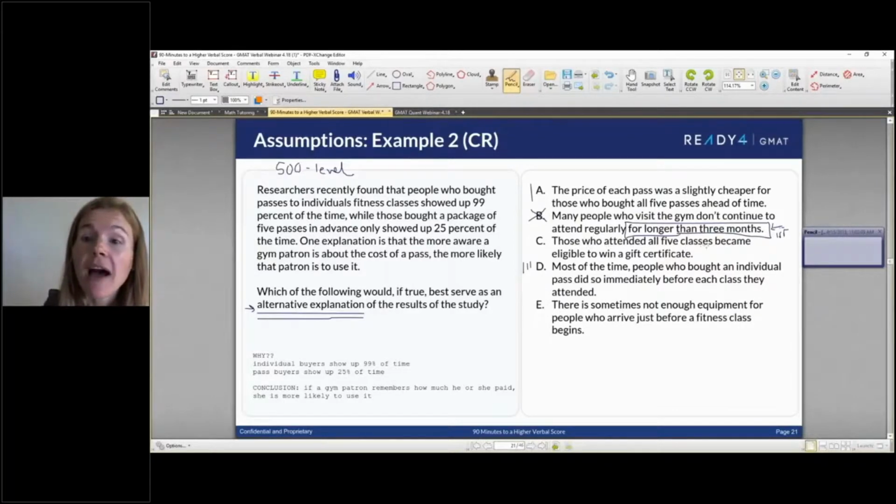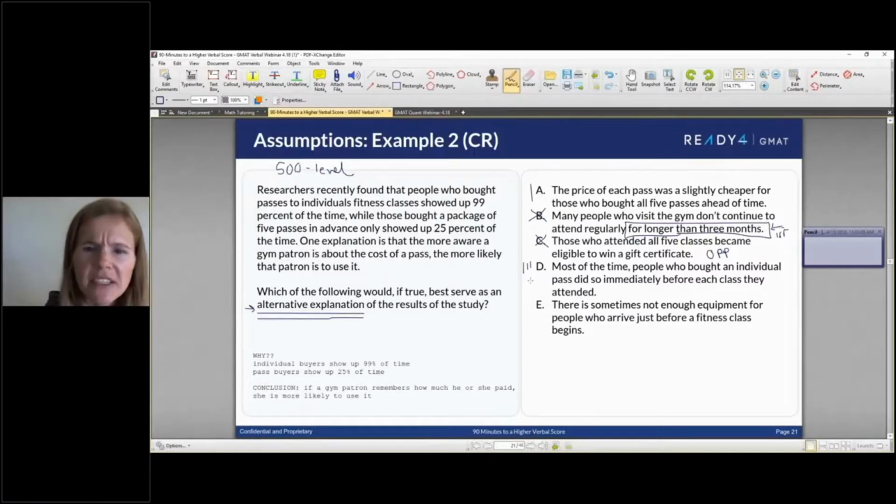Those who attended all 5 classes become eligible to win a gift certificate. Okay, this is wrong because it's the opposite, right? If people who go 5 in a row get a gift certificate, well, then you'd expect pass buyers to show up more. So this is the opposite. Another very common wrong answer choice on these is to pick one that is relevant, but is actually the opposite of true, okay?